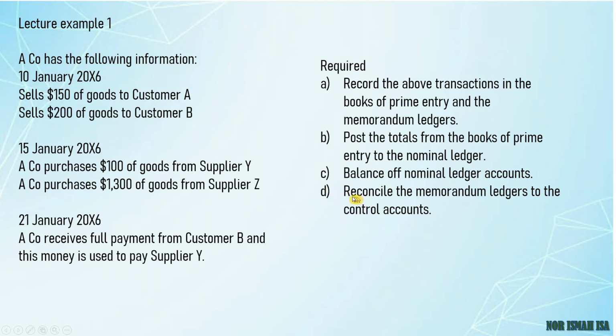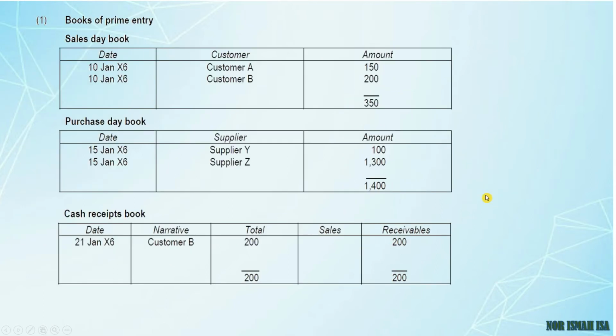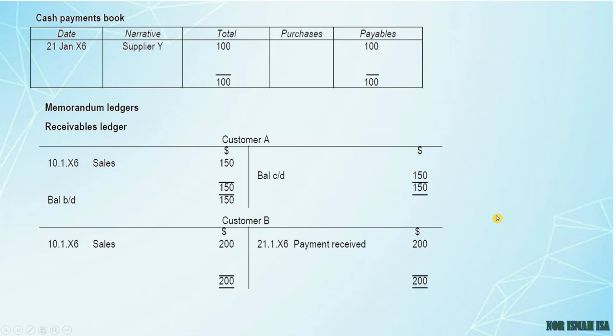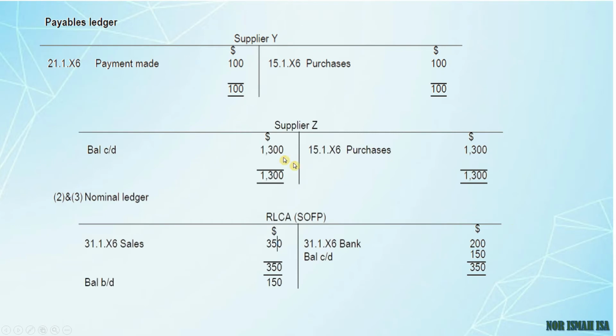So I'm going to show you part D. This is the answer. Sales day book. I'm going to go faster for this one because you already learned it. This is a memorandum ledger. When we record in the sales day book, at the same time we update the memorandum ledger for each customer or for each supplier. So at the end of the month, we will post to the nominal ledger.